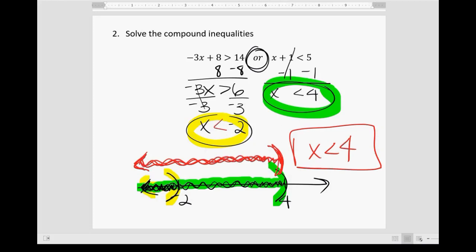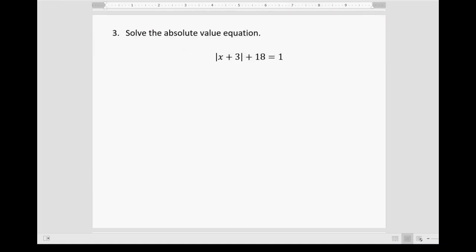Okay. Alrighty. So let's keep going. Number 3. Solve the absolute value equation. So for the absolute value equation, we want to get the absolute value expression by itself first. So right now, this is my absolute value expression, the absolute value of x plus 3. That's not by itself. That has a plus 18 there, so we want to move that plus 18 and make it go away and subtract 18 on both sides. So I have the absolute value of x plus 3 is equal to negative 17.